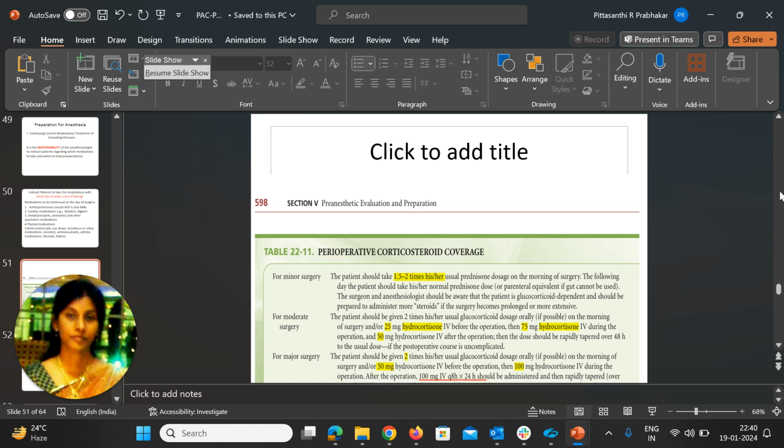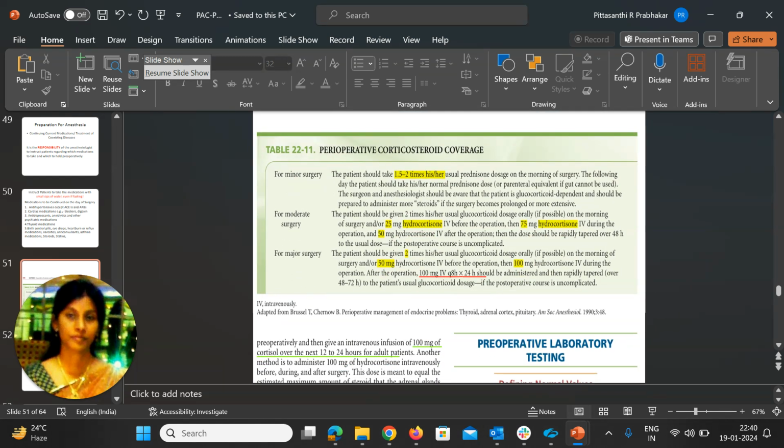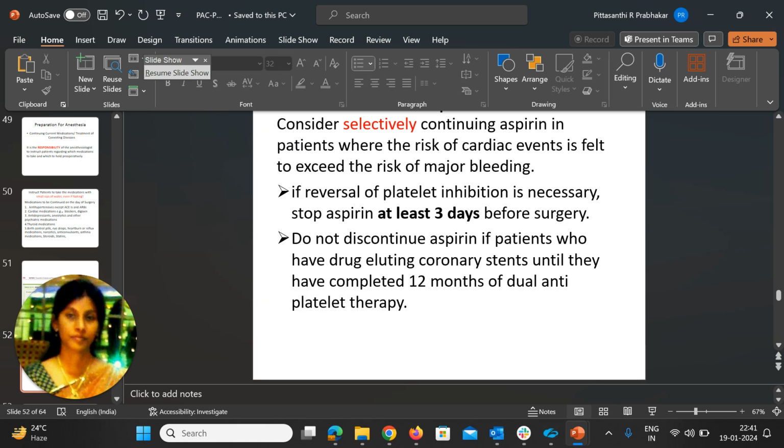And for major surgeries, the patient should be given 2 times their usual corticoid dose orally on the morning of the surgery, or 50 mg hydrocortisone IV before the operation, then 100 mg hydrocortisone IV during the operation. After the operation, 100 mg IV QID for 24 hours should be administered, then rapidly tapered to the patient's usual glucocorticoid dose if the postoperative course is uncomplicated.